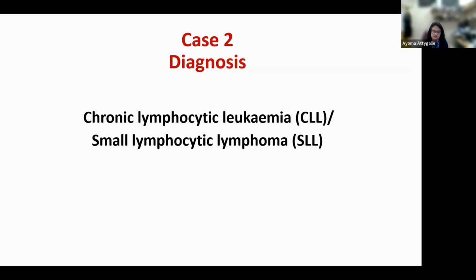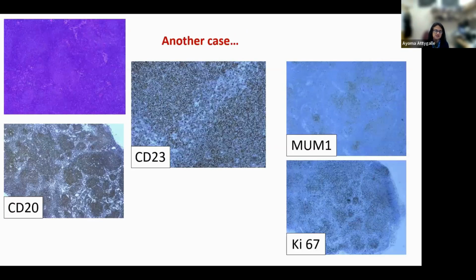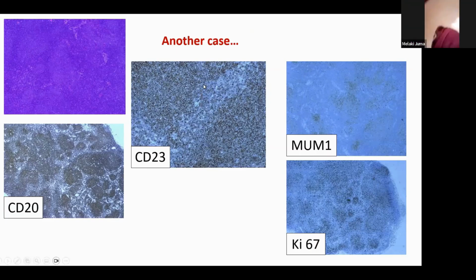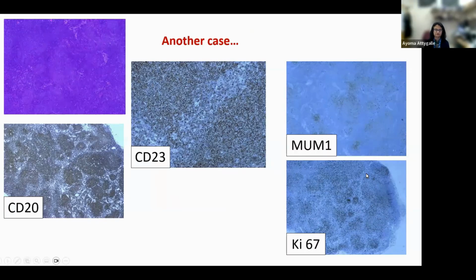This is CLL/SLL. This is just another case to show you that sometimes this pseudofollicular appearance can be quite striking. And actually on immunohistochemistry, if you didn't see the H&E, you'd wonder whether you're dealing with something like a follicular lymphoma. You know, it gives you the impression that there is nodularity. And CD23, it's the proliferation centers that are strongly positive. You can see the MUM1 in the proliferation centers, which match the Ki67.